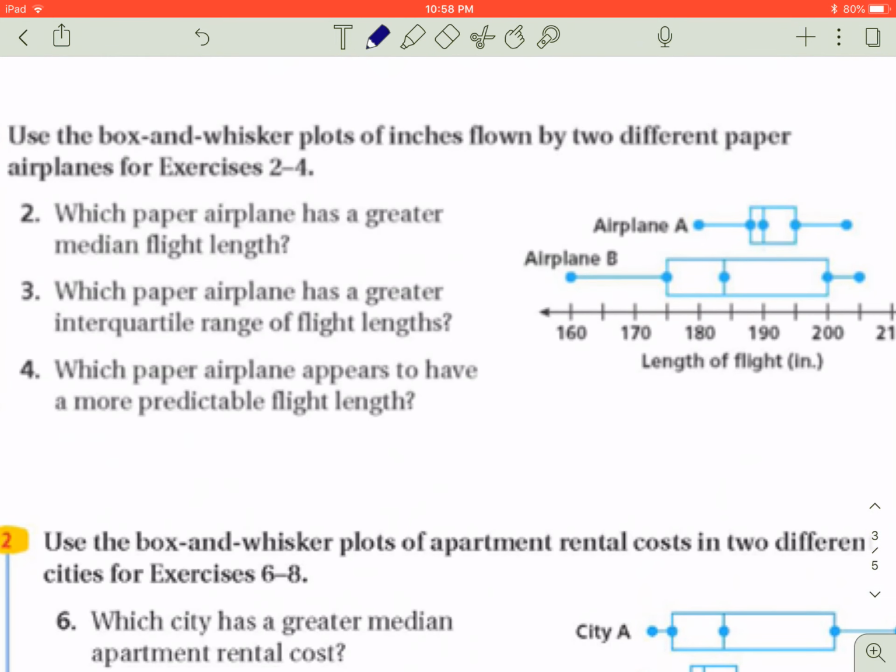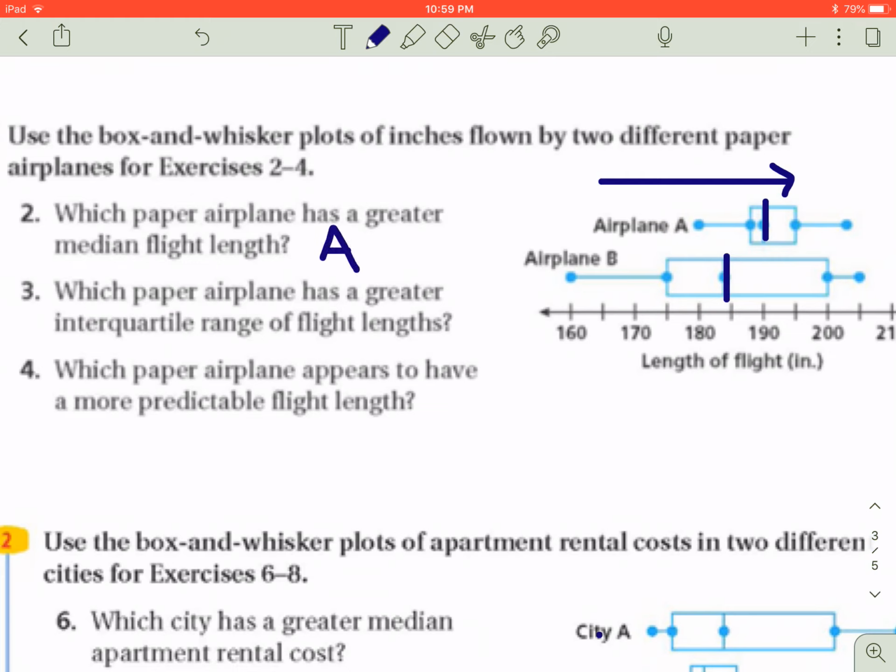Well, the median is the middle number, so if I find the median of A is there, the median of B is there, which one's greater? Well, A is farther to the right. It would be somewhere around 190, where the median of B would be about 185. So since 190 is greater, paper airplane A has the greater median flight length.